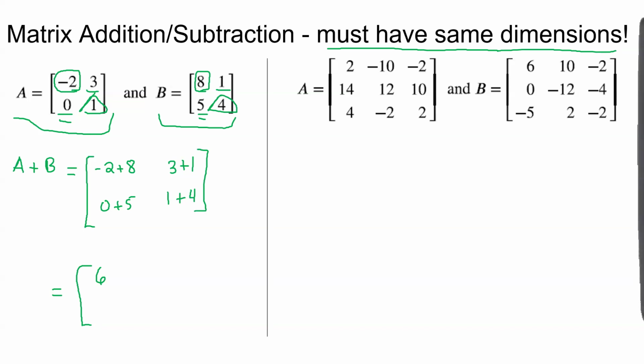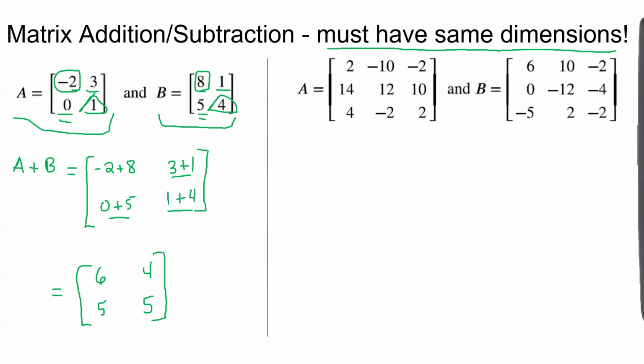And again, you can see why they have to have the same dimension, right? If I had one more row over here, what would I do with it? What would I add it to? Well, you can't. So deal with it. Here's a 3 plus 1, which would give me a 4. 0 plus 5 would be a 5. 1 plus 4 is a 5. So that is the matrix sum of A and B right there.